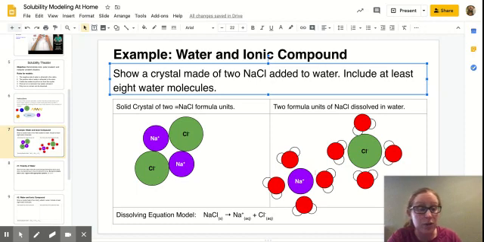Okay, so now for the rest of the slides, you are going to be using the same models. You're going to be copying and pasting them and arranging them according to what the prompt asks you to do. All dissolving equation models are given at the bottom of each slide until you get to the very last slide. And then there will be an opportunity for you to watch a video and learn how to write out these equations and then practice those as well. Okay, thank you.